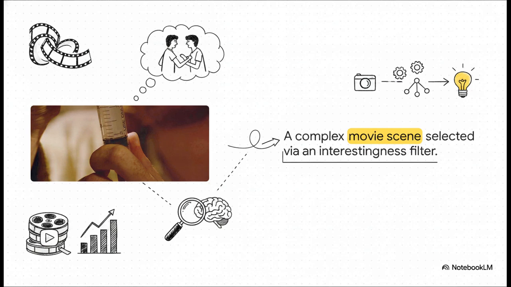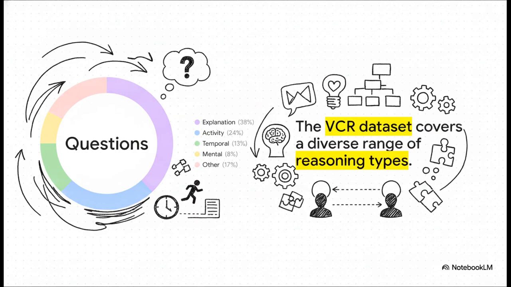But a movie scene, like a close-up of someone preparing a syringe, is just dripping with context, tension, and narrative. Movies are explicitly designed to show, not tell, which makes them the absolute perfect playground for testing visual common sense. From these scenes, crowdsourced workers generated a whopping 290,000 multiple-choice questions. And the variety here is just staggering.